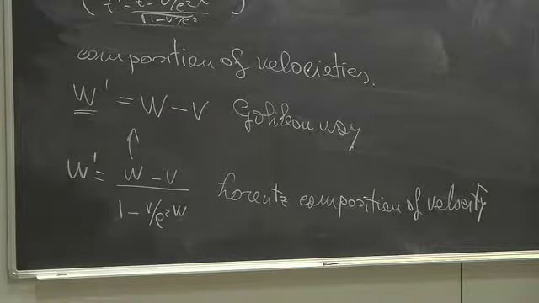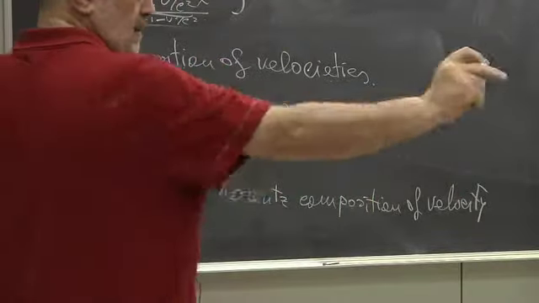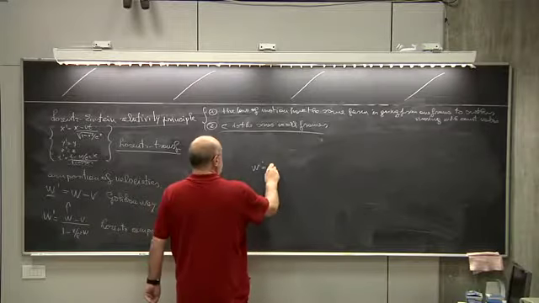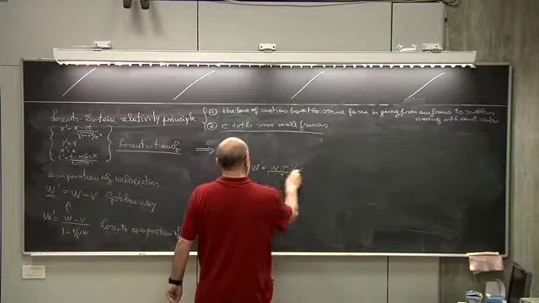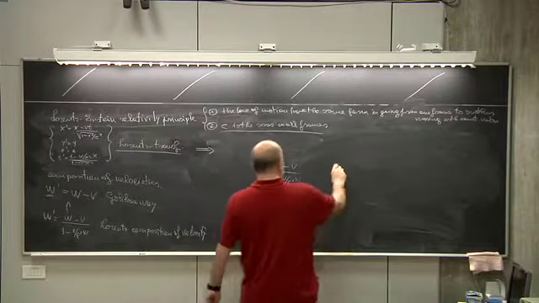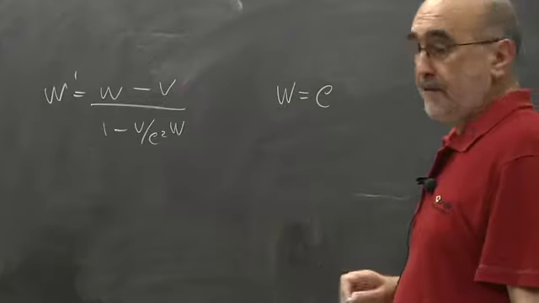But here now we see the important things. Let's suppose that the particle we have is a photon. It means it's going at the speed of light. So W prime is equal to W minus V over 1 minus V over C squared W. Now let's choose W to be a photon, so to move with C in the laboratory frame.